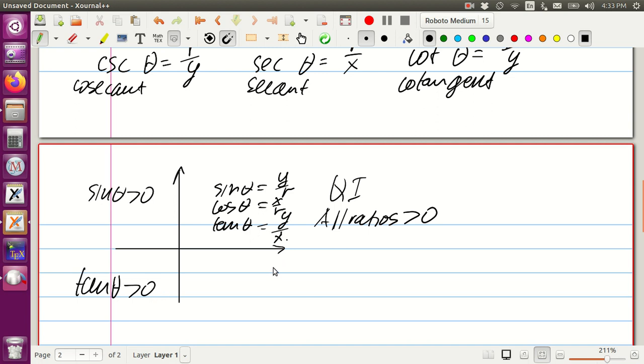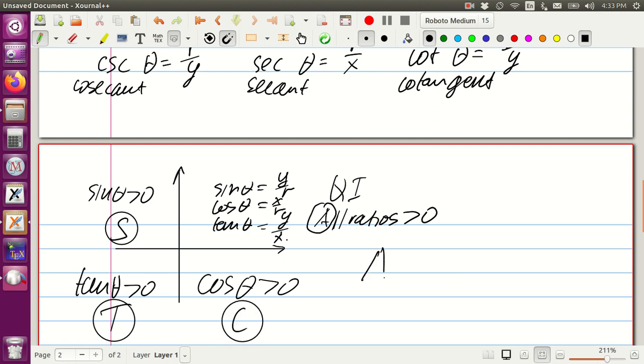And in quadrant 4, sine will be negative because y is negative. Tangent will be negative because y is negative, but cosine will be positive because x becomes positive. So cosine of theta will be positive. And so the famous rule says all over here, sine here, tangent over here, tangent and cosine over here.